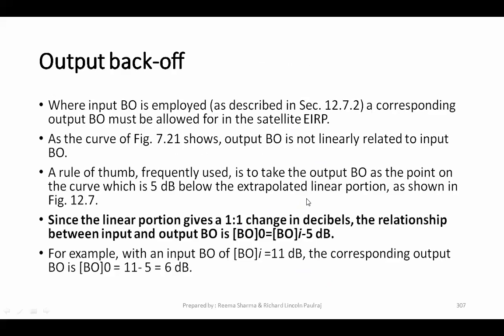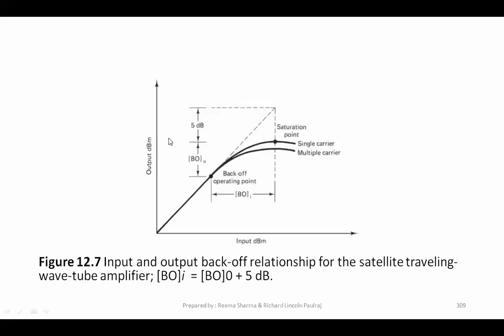Just like how we had our input back off, the output back off also can be done, and that is denoted by BO, O referring to output. So if the input back off is employed, a corresponding output back off must be allowed for satellite EIRP. This is the curve that I was talking about, where the best operating point will be here, and after this point it gets into a saturation point. So we do not want that. What I will do is reduce my input and make sure that it is falling only in this line. I am interested only at this point. Once I have that point, then it becomes easy for me to analyze. I will try and bring them just below this point, so that I will not have this kind of saturations happening.